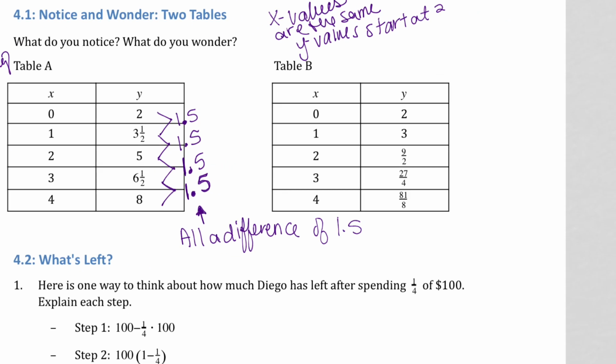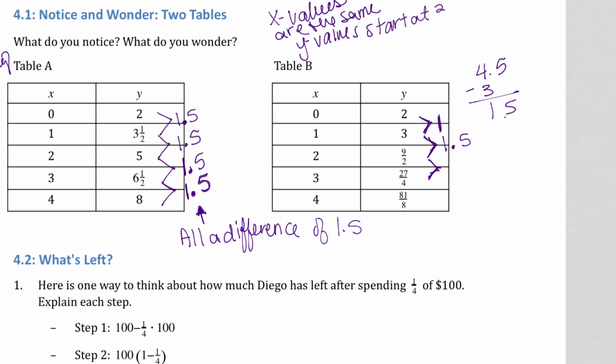What about over here? What's the difference between 2 and 3? Okay. What's the difference between 3 and 9/2? 1.5, because 9/2 is 4.5. If we subtract the 3, which I should line that up, you'll get 1.5. What about here?